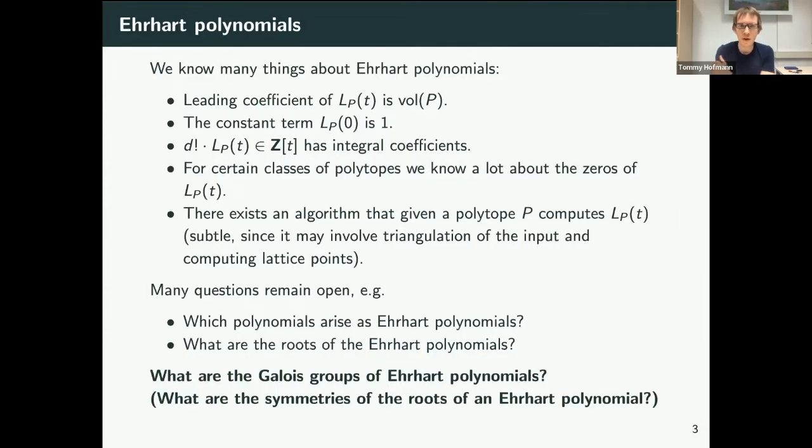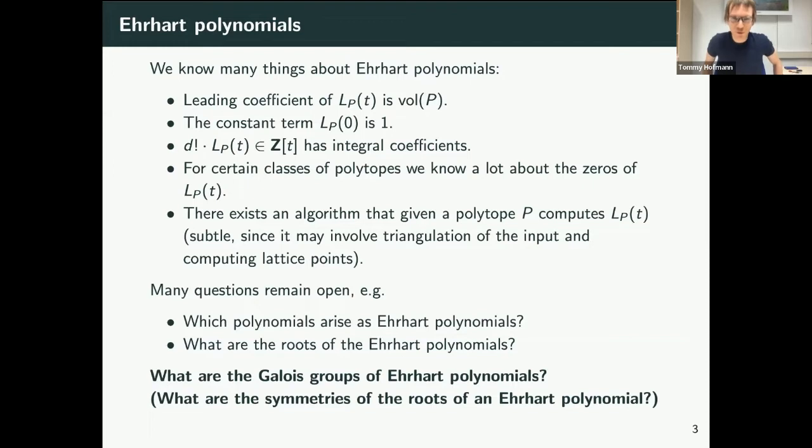There are many things we know about Ehrhart polynomials. For example, the leading coefficient is the volume, the constant term is 1. It's not integral in general, but you can scale it by d factorial. And for certain classes of polytopes, we also know a few things about the zeros of the Ehrhart polynomial. From an algorithmic, experimental point of view, the important thing is that you can actually compute this Ehrhart polynomial. It's a bit subtle, so not trivial. It might involve computing lattice points or triangulating your input. But anyway, for examples of interest, this is possible.